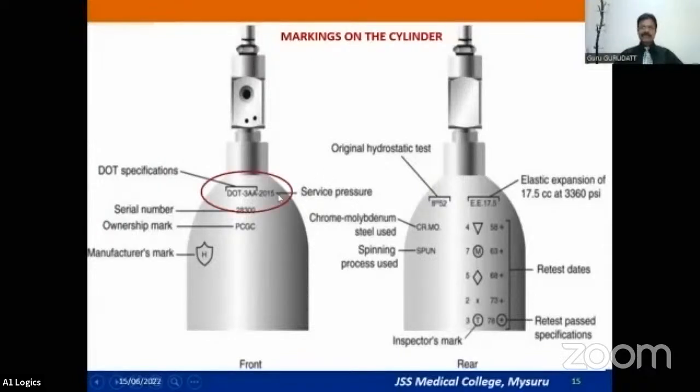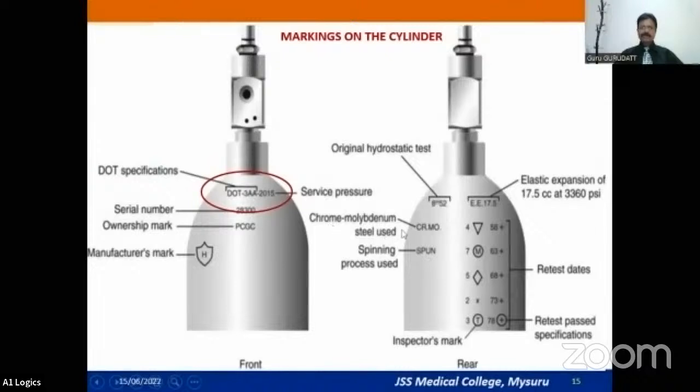One of the important markings is the service pressure. What is service pressure? Service pressure is the maximum pressure with which the gases are filled inside the cylinder for supply to the user. And you can see here it is 2050. And also it is written 3AA. 3AA means it is the steel. 3AL means it is the aluminum. So that is the alloy with which it is made.